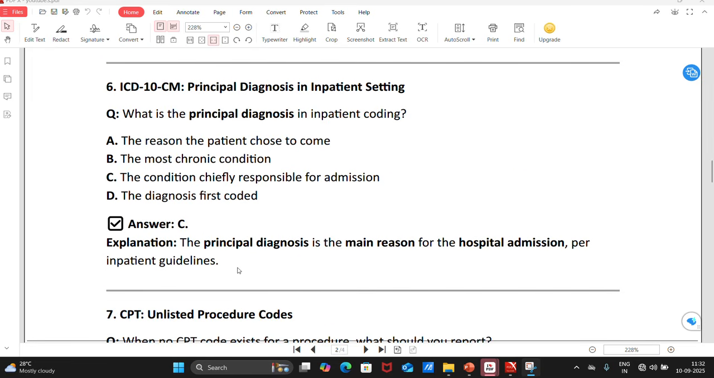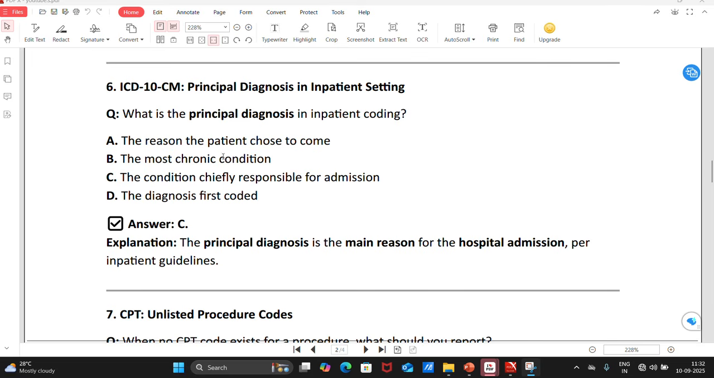Next is question number 6. According to ICD-10, okay, it's related to principal diagnosis in an inpatient setting. So here is the question. What is the principal diagnosis in inpatient coding? Option A, the reason the patient chose to come.